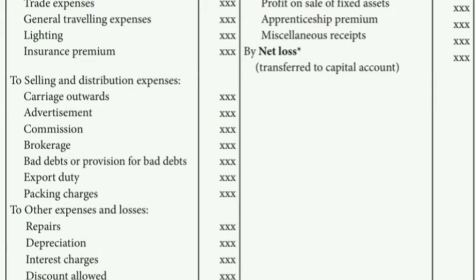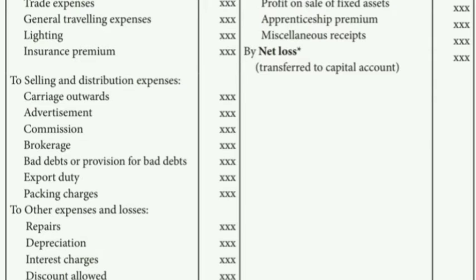Then insurance premium. Then selling and distribution, like carriage outward, advertisement, commission paid, brokerage. Then bad debts, the debtors who fail to make the payment, who are coming under the bad debts category, it's a loss for the company. Export duty, when the finished goods are sold to the customer, if the customer is in outstation, then we have to bear the export duty. Packing charges. Then other expenditures, losses like repairs, depreciation. When we are using the fixed assets, its value is getting reduced, so such reduction is termed as depreciation. So that is a loss for us, that should be debited as an indirect expenditure in the profit and loss account.